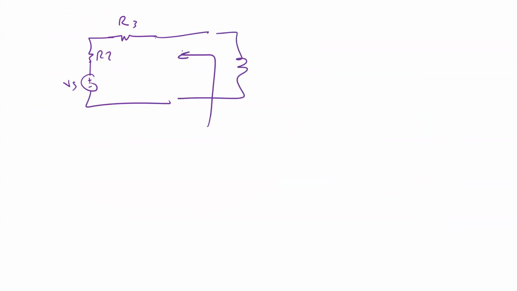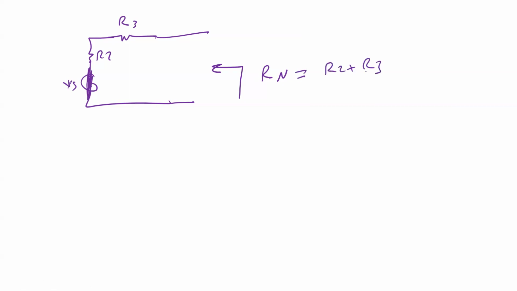So for example, here you have R3, here you have R2, and then here you have Vs, and you have the inductor here. I want to calculate the Norton equivalent for this part. For Norton, as you know, the first thing we can do is calculate the resistance. I can make any voltage source a short circuit. So R Norton should equal R2 plus R3.